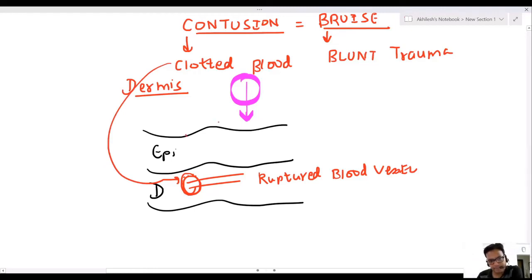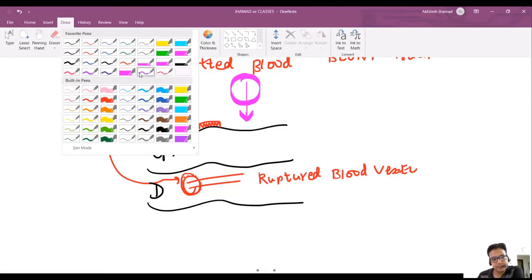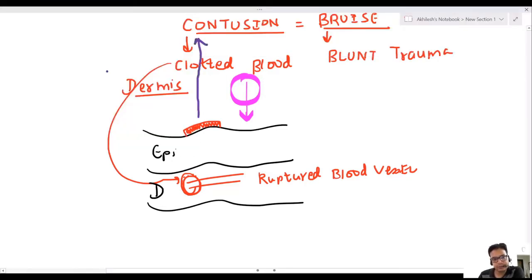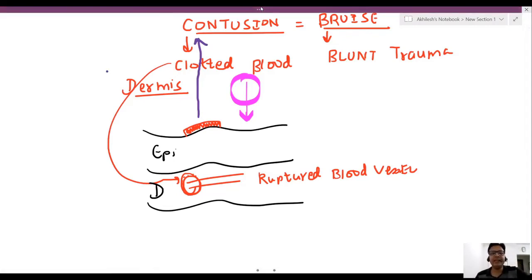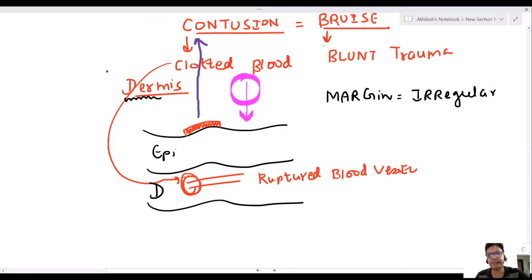This will produce swelling. Friends, this swelling is known as contusion or bruise. Clotted blood after blunt trauma produces swelling. This swelling is known as contusion or bruise. Now, sir, generally the margins of the bruise are irregular.